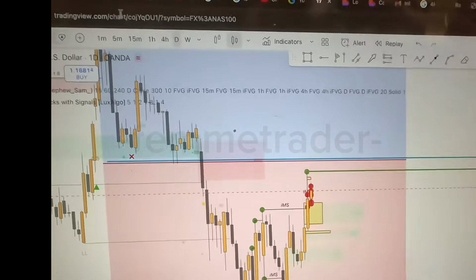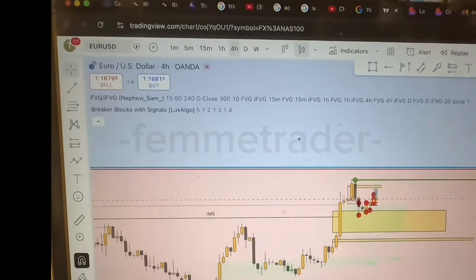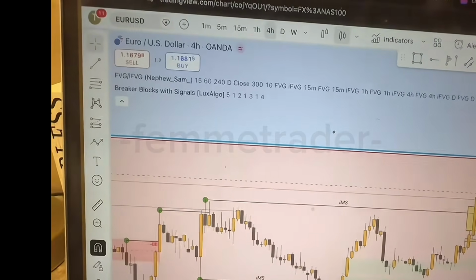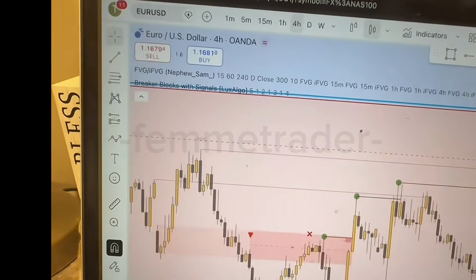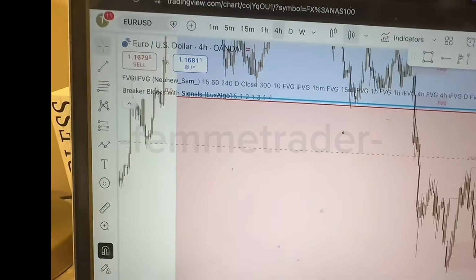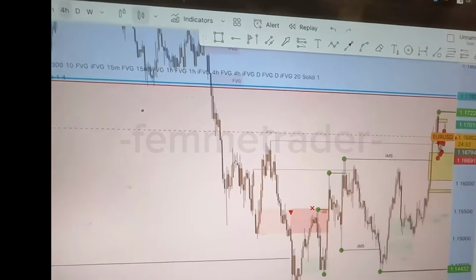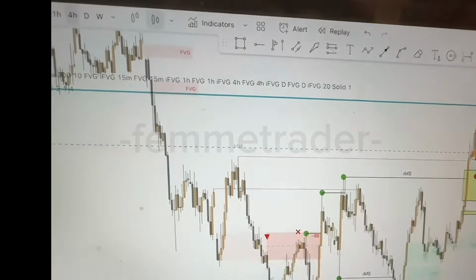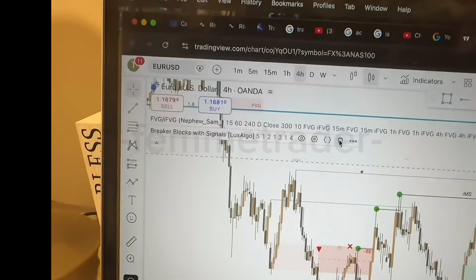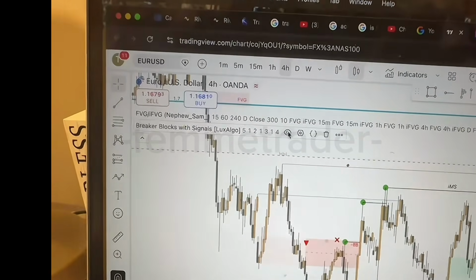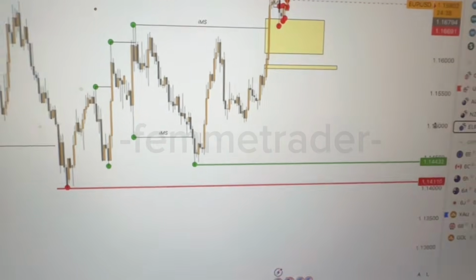So I'm going to take you to the 4 hours now so you can see what happened. Let me take out this one so you can see my screen. Okay, I took it out. I'm also going to close the indicators so I have a clean chart. Okay, look at it here now.